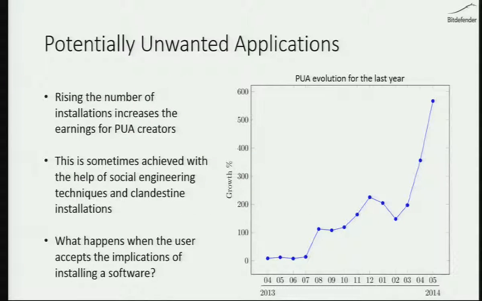And we think it is, because having a large user base actually increases the earnings for these software companies. And this is sometimes achieved with the help of social engineering, and this is mostly the case for bundlers, and even clandestine installations. And yeah, this is mostly for adware or more aggressive adware. And we have here in the picture the evolution of potentially unwanted applications, and the data are presented by our company. So it presents the evolution of potentially unwanted applications from April 2014 to May 2014. And you can see that the trend is quite obvious. And actually, in the last few months, we have a large spike in encountering such applications.